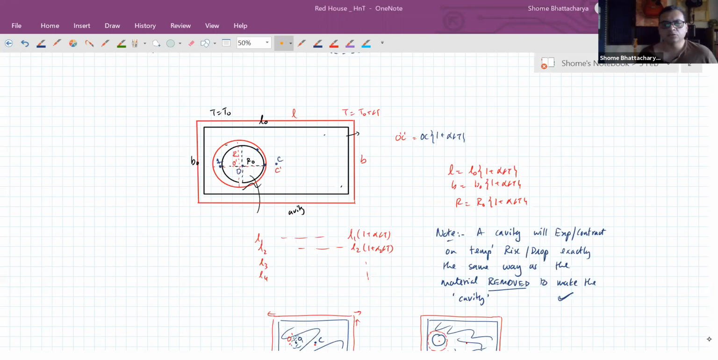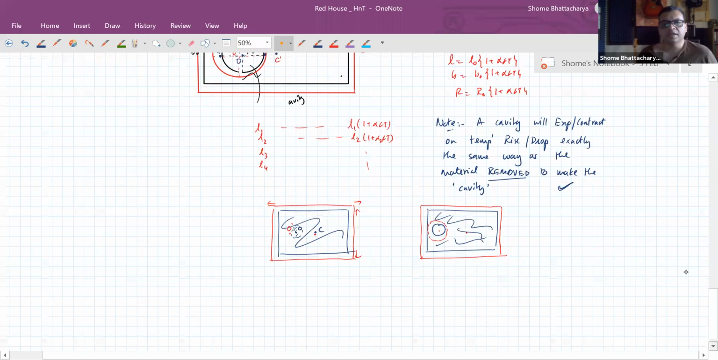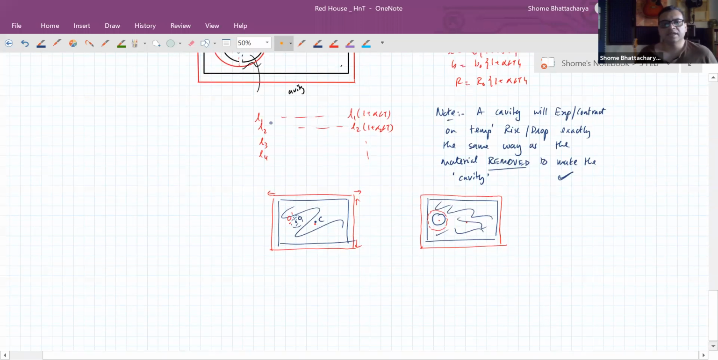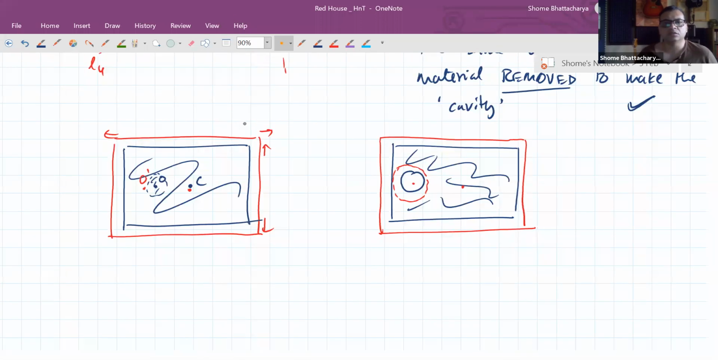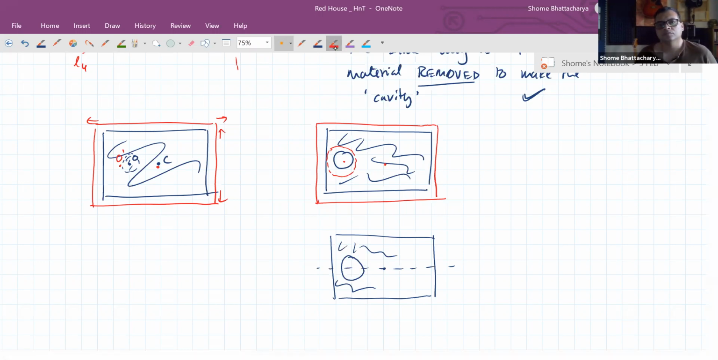Yeah, it can move diagonally also. It depends on how the position of the O is. If it is lying on the bisector, then the diagonal length will not change. So, for example, if the center of the cavity is lying on this bisector, then this round hole will move in this way. So after expansion, it would have gone, let's say, somewhere here.